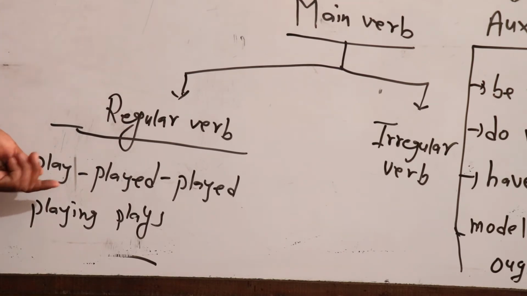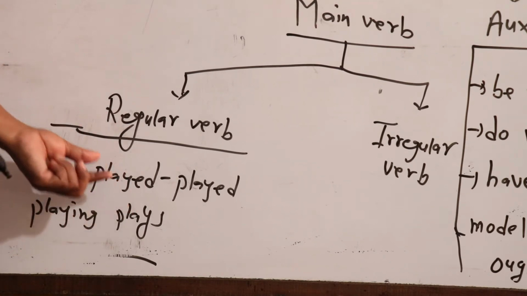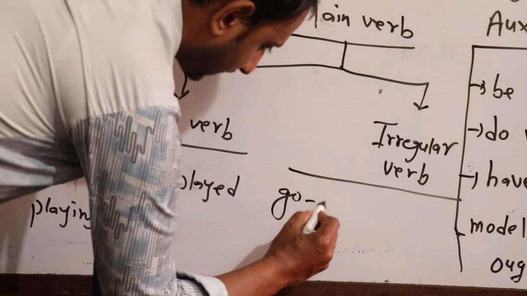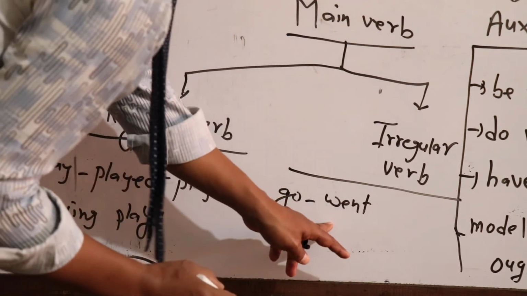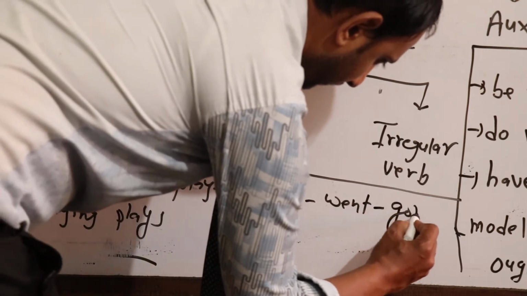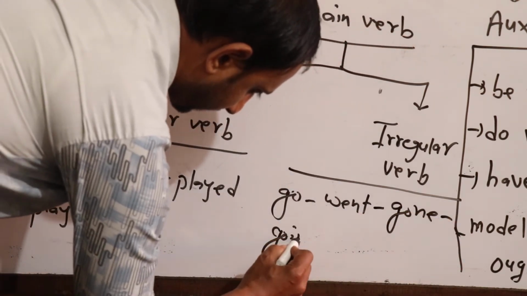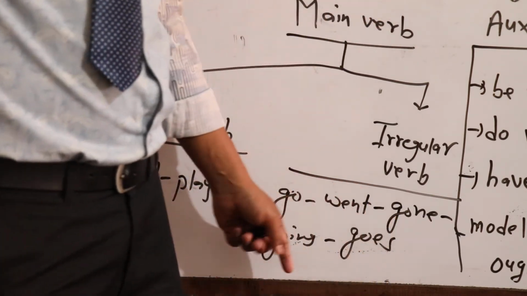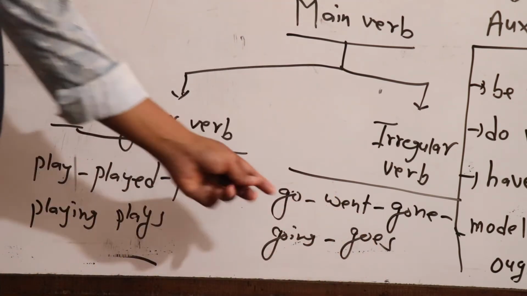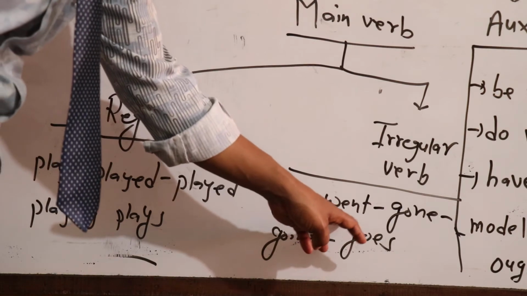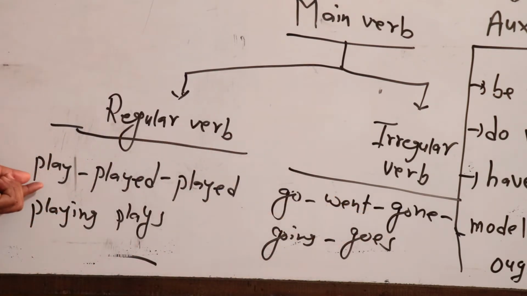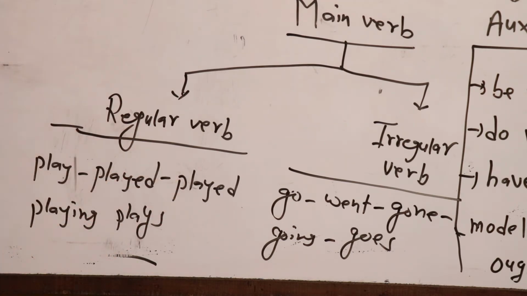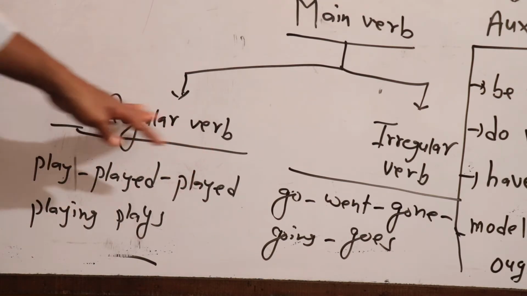If a verb changes its form in this way, then it is regular verb. But in irregular verb, just like go, went, gone, going, and goes, the forms are changed totally in a different way. Here the root verb's forms match with verb 2, verb 3, verb 4, and verb 5. So that is the difference between regular verb and irregular verb.